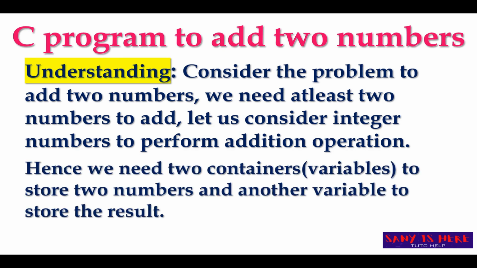Hence, we need two variables or two containers to store the two numbers and another variable to store the result. Getting my point? I need two numbers to add, and where I want to store those two numbers? In two variables. Variables are also called as containers. And even I want to store the result. The result can be stored in another variable.